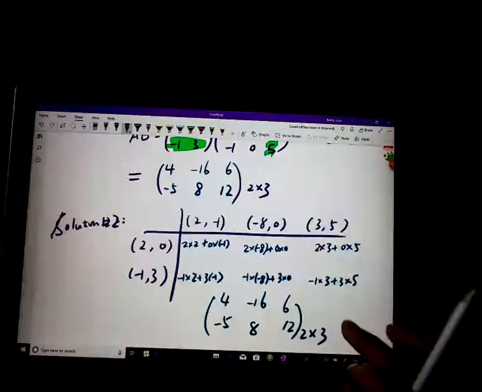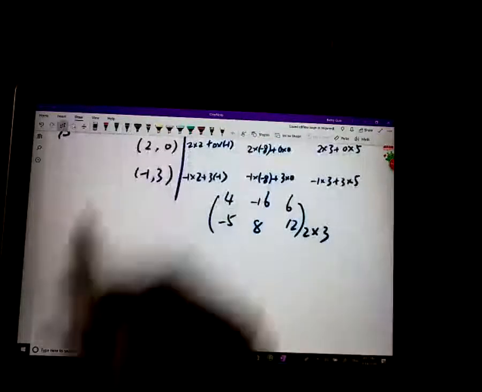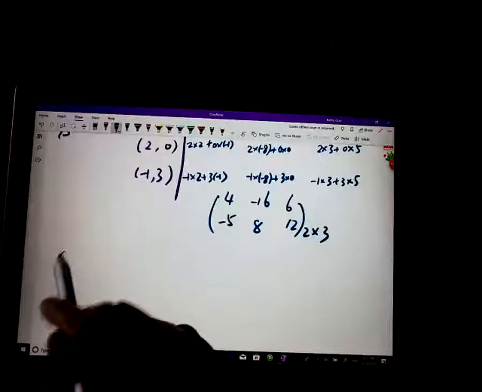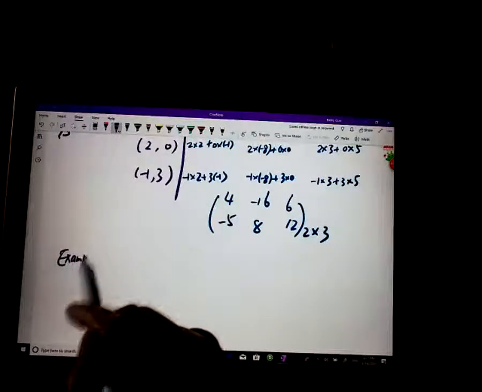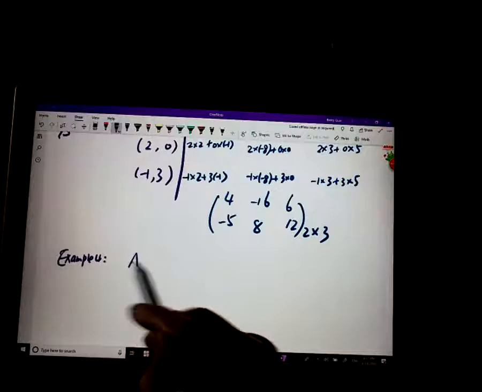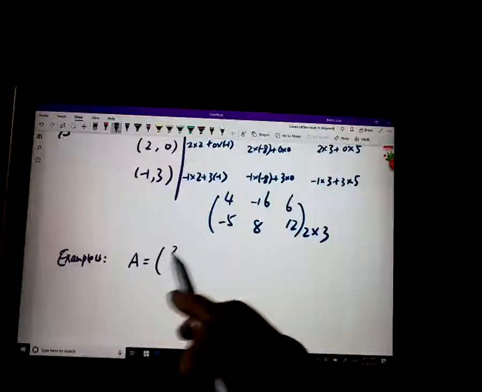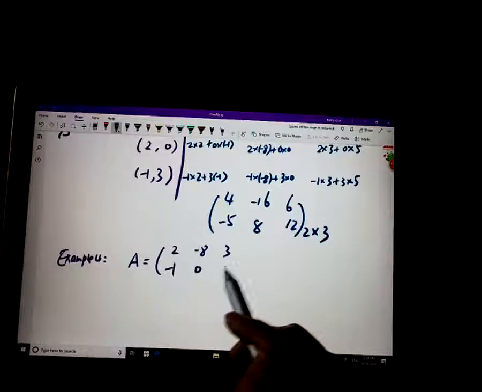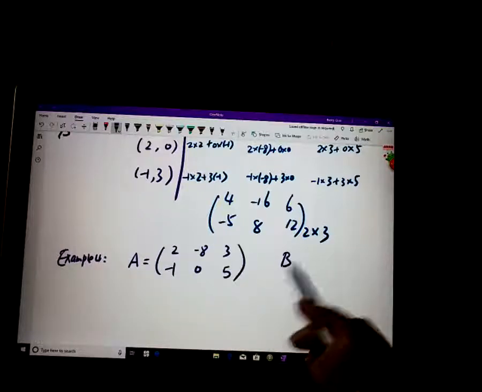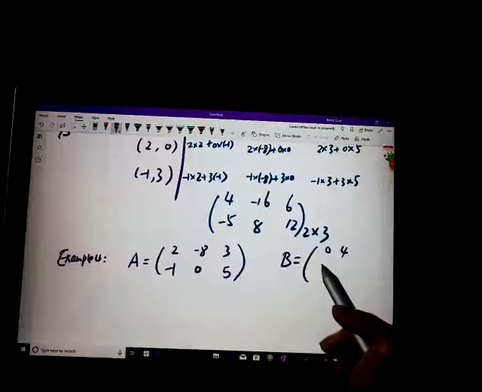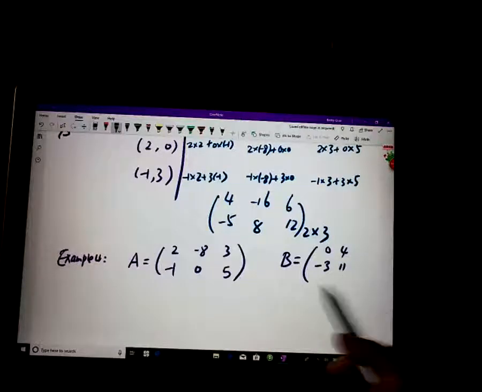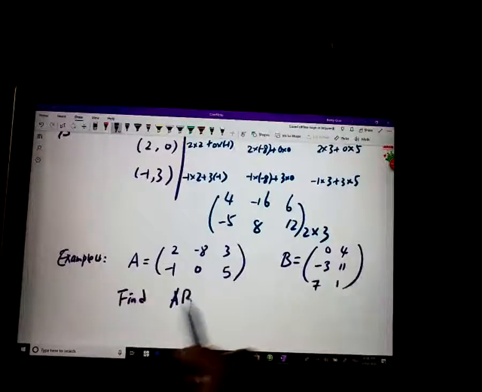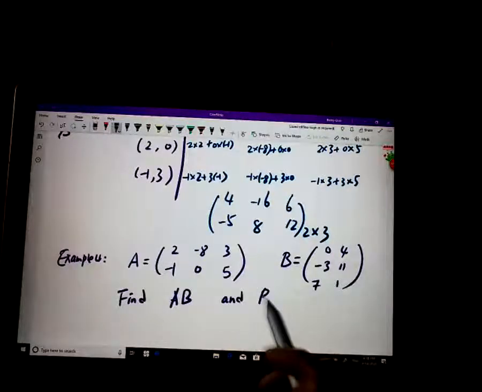Example 4. We have A equals 2, -8, 3, -1, 0, 5. B equals 0, 4, -3, 11, 7, 1. We need to find A times B and B times A.